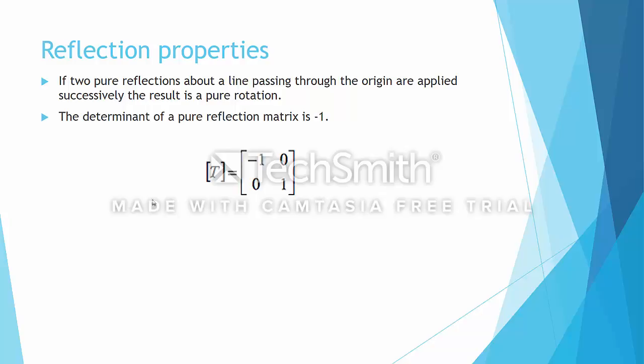Reflection properties. As mentioned before, if two pure reflections about a line passing through the origin are applied successively, the result is a pure rotation. The determinant of a pure reflection matrix, as discussed before, is -1.